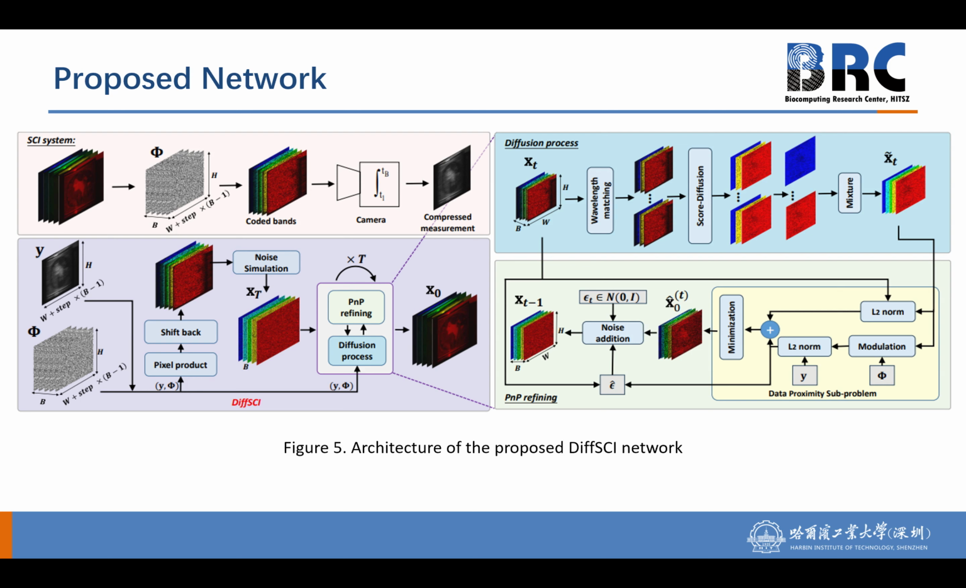However, directly applying the diffusion model pre-trained on RGB images to hyperspectral images may face three problems. First, mismatch in the number of bands. Second, wavelength mismatch problem. And third, longer sampling time. Next, we will address these problems in turn.